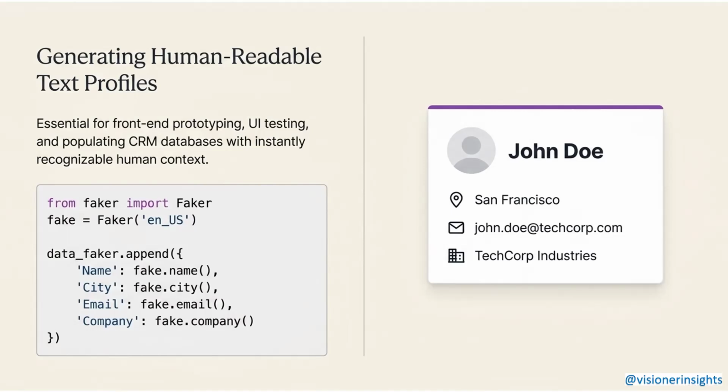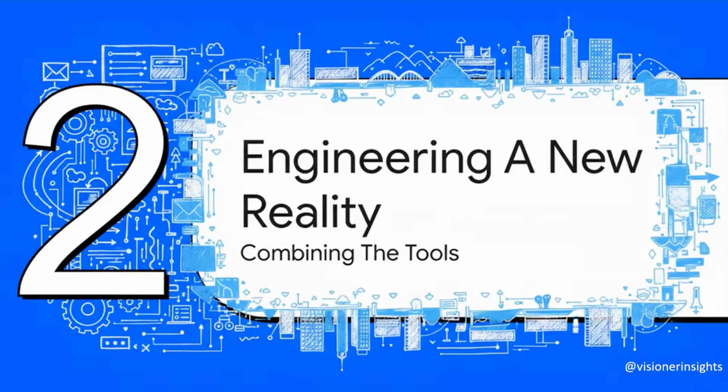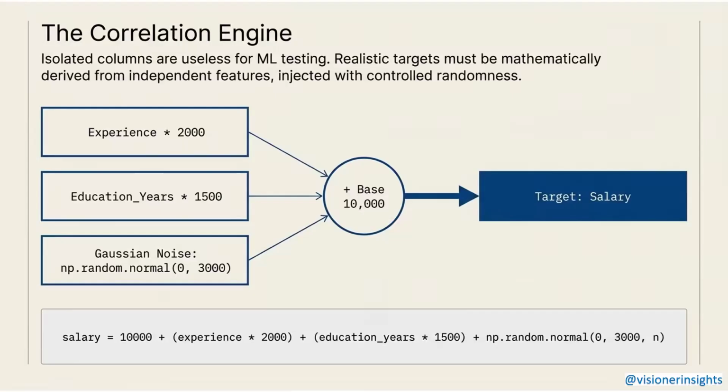Okay, so we see all the individual tools. Now for the really powerful part, putting them all together. This is where we stop generating simple columns of data and start engineering a complex, interconnected, and truly realistic world. And this right here is the secret sauce.